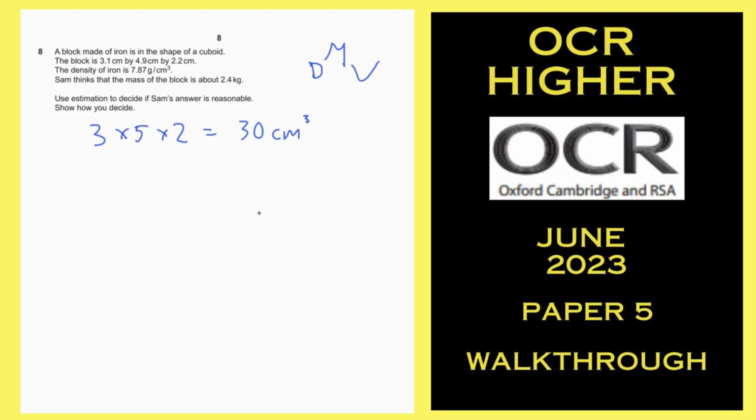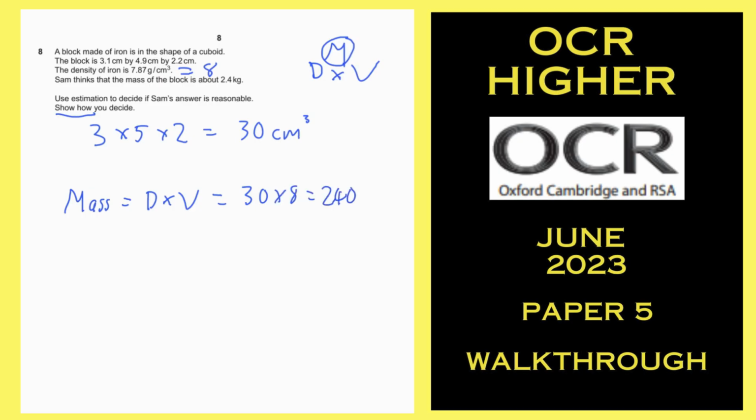The density, the D, is actually 8. Sam thinks that the mass is about 2.4. To work out mass, you would do density times volume. Always worth writing it down when it's a show question. Show how you decide. D times V is 30 times 8.